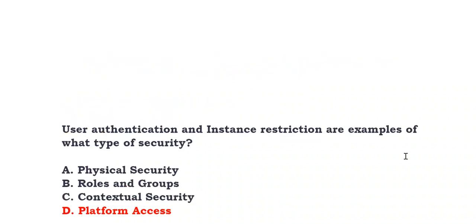Question is, user authentication and instance restriction are examples of what type of security? Option A, physical security. Option B, roles and groups. Option C, contextual security. Option D, platform access. Correct answer is option D, that is platform access.